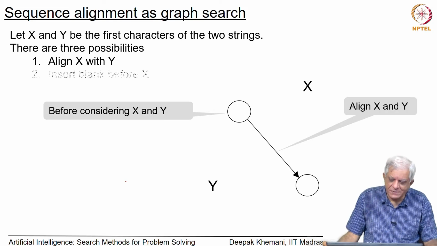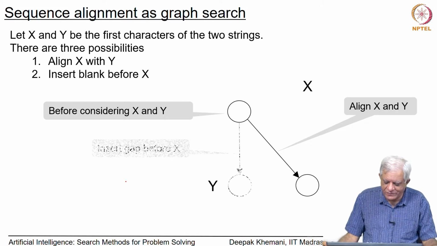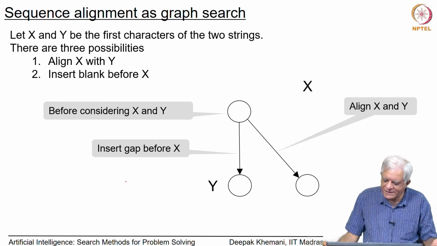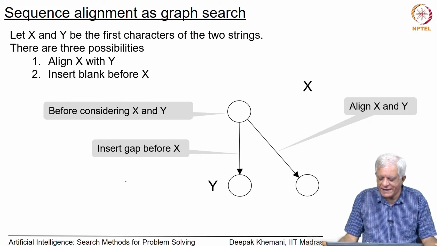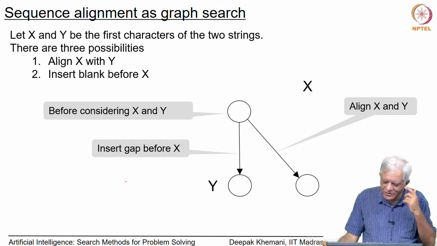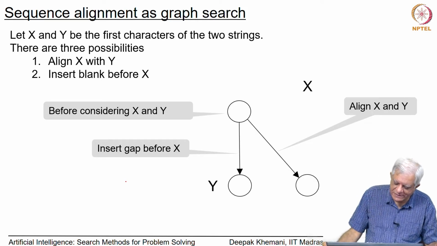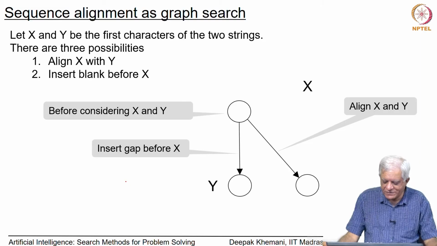The second possibility we talked about was to insert a blank before X, and we can see that as a vertical move here, that you are not traversing the string X, but you are traversing the string Y. So, Y you are at a place where you have already in some sense taken care of Y, but X has still been left hanging, because Y is now going to be matched with a blank in the upper string. So, let us say the upper string is on the top, which is horizontal, and the bottom string will go vertically on the left here.